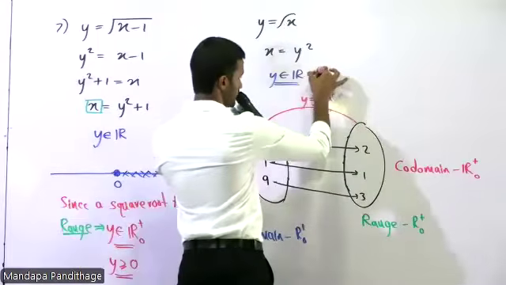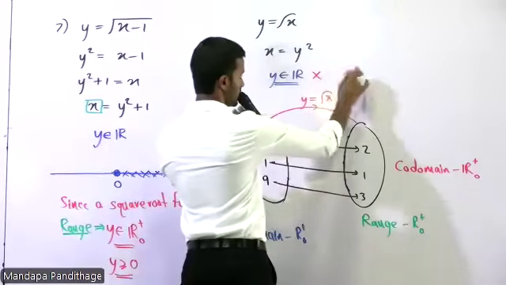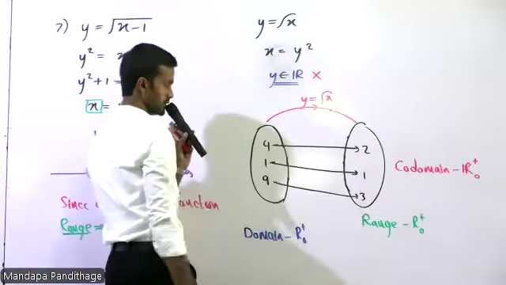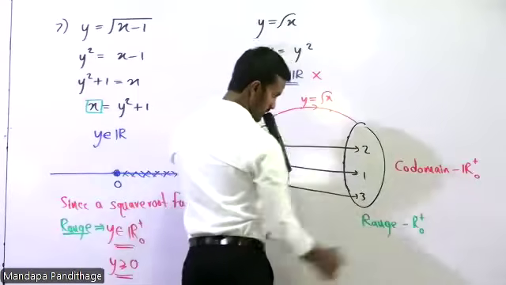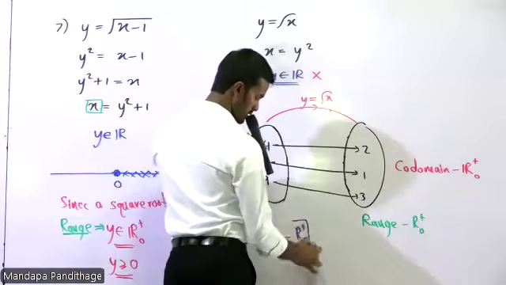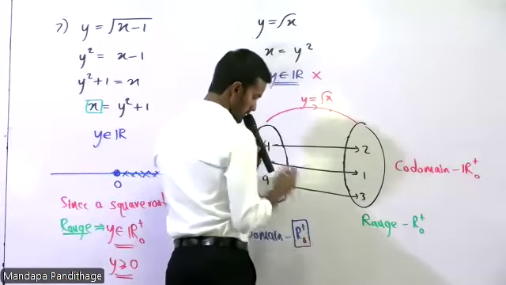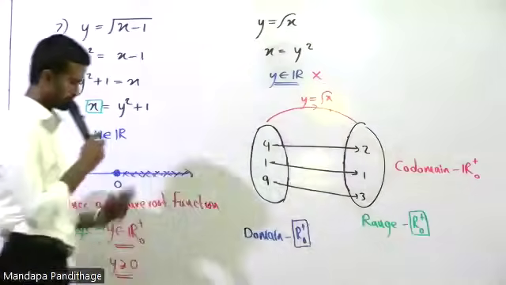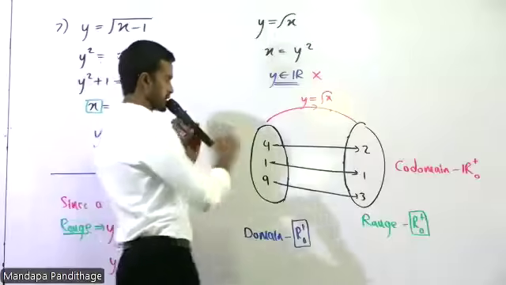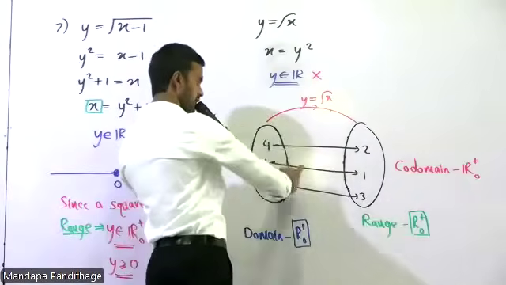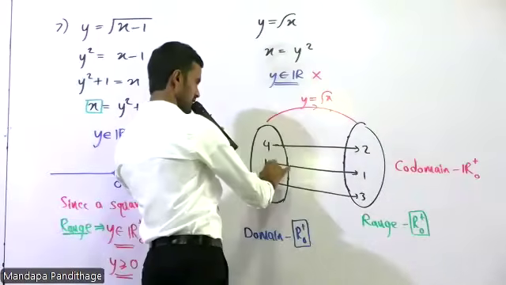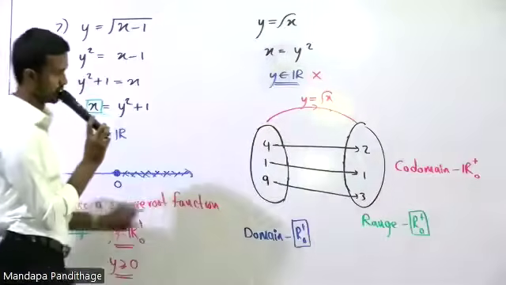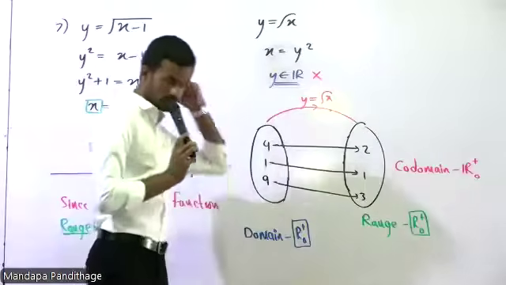Your y is a positive number. So this is your new range. That's why I told you the range should be considered accordingly. According to your codomain, you have to select the range. So here it's clear, it's a one-to-one relationship. Okay, here it's a one-to-one relation.